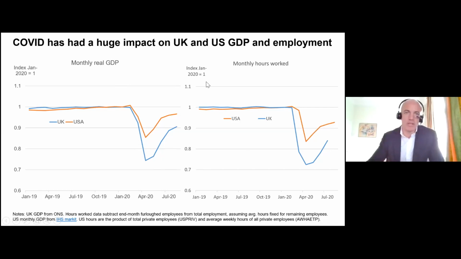And of course, the ratio of GDP to hours worked is labor productivity. What I'm going to be talking to you about today is what we've seen COVID do to labor productivity, why that is, breaking it down into its different components, and then also providing some kind of a forecast for what's going to happen over subsequent quarters.